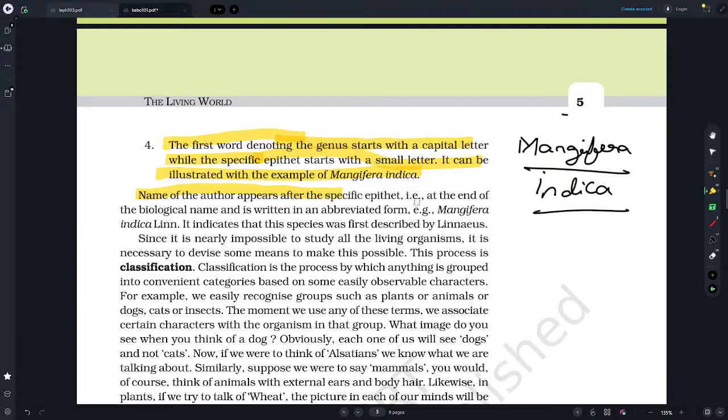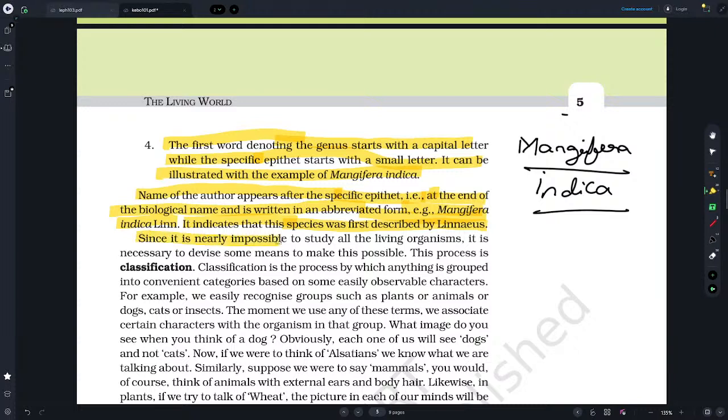The name of the author appears after the specific epithet, that is, at the end of the biological name, and is written in abbreviated form. Example: Mangifera indica Linn. Author means the person who named the species or organism. The name is not written fully, but after the specific epithet it is written in abbreviated form, where in Mangifera indica Linn, Linn means Carolus Linnaeus, and Linn is the abbreviated form. It indicates that this species was first discovered by Linnaeus.